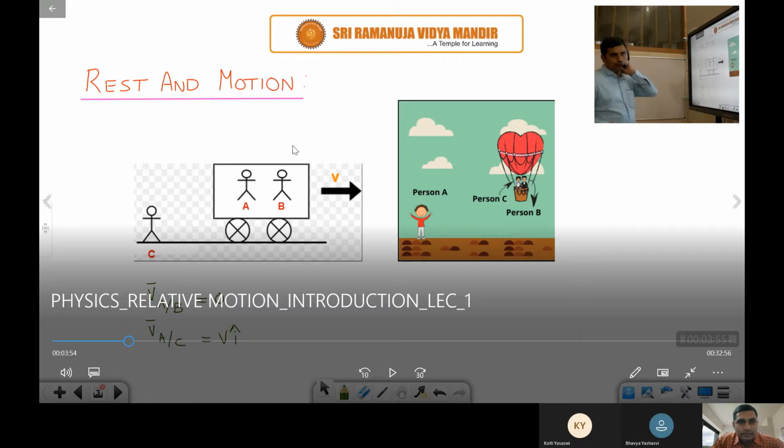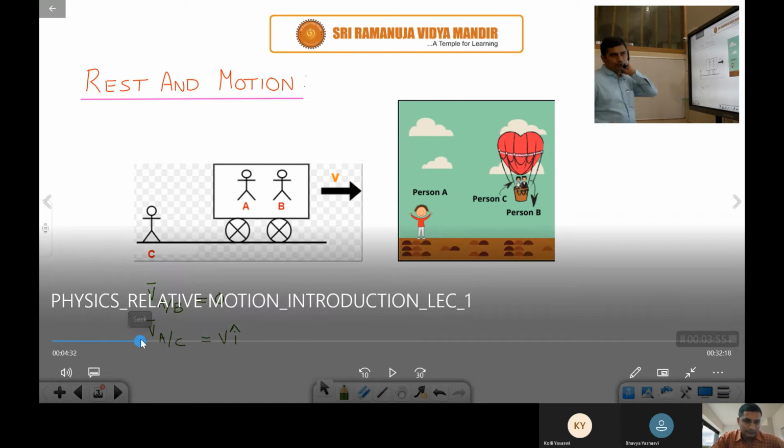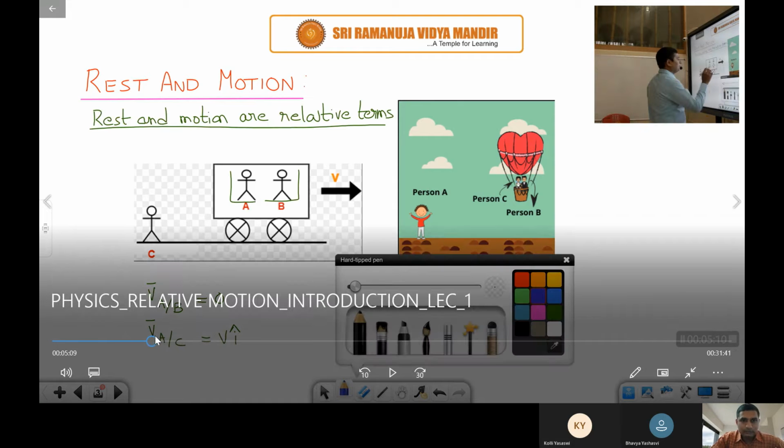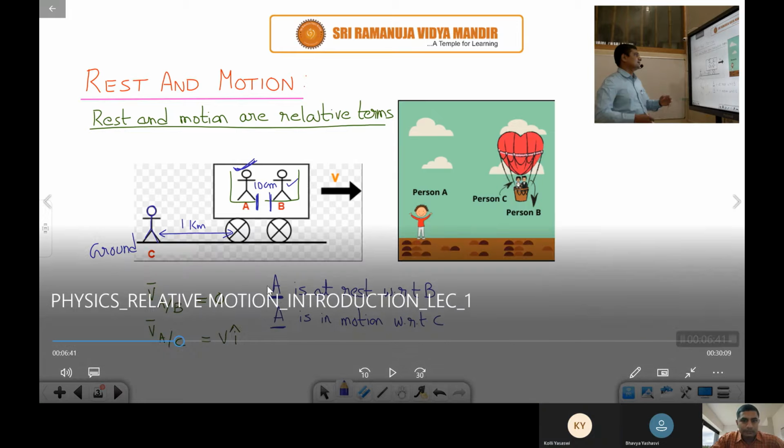So we cannot say that person B is always at rest or always in motion. It depends on relative. Relative to C he is at rest. Relative to A he is in motion. So these two terms are called relative terms. They are not called absolute terms. So that's what I wrote. Rest and motion are called as what? Relative terms. Okay. So A is at rest with respect to B, whereas A is in motion with respect to C.